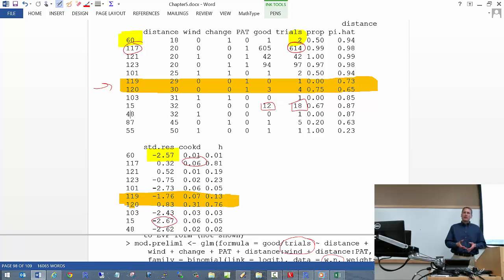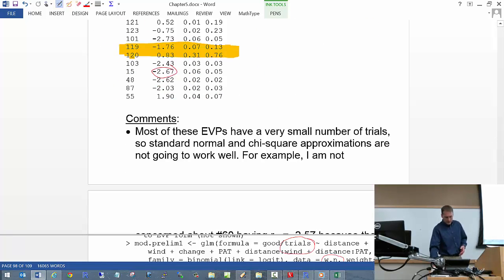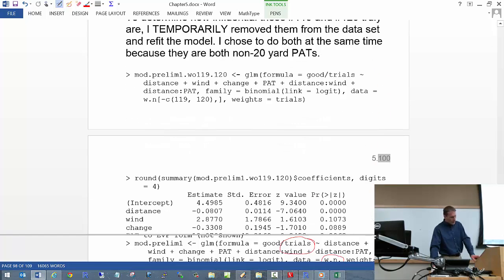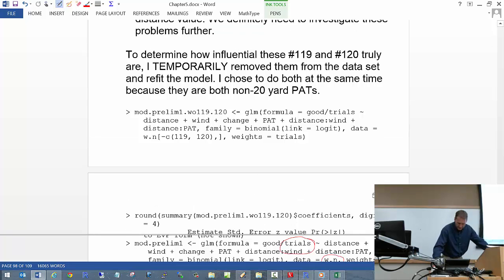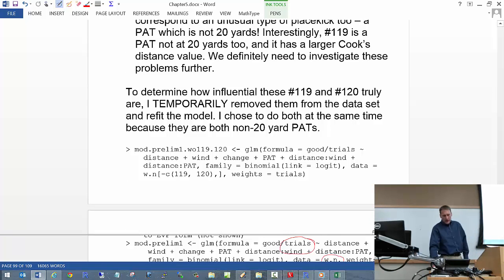And so what this leads us to believe is that, hey, there's something going on here. Maybe these observations are influential. And so we need to follow up on this to make that determination. So then that takes us to where we left off, which was page 99. What we need to do is look to see if these observations are truly influential.